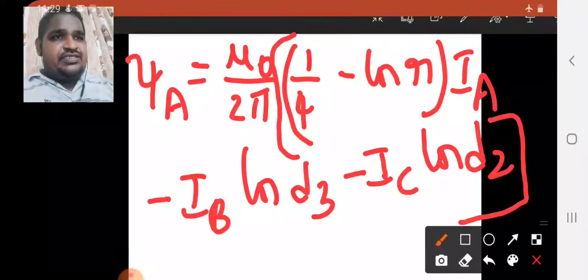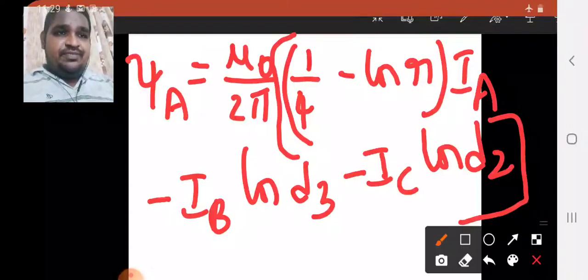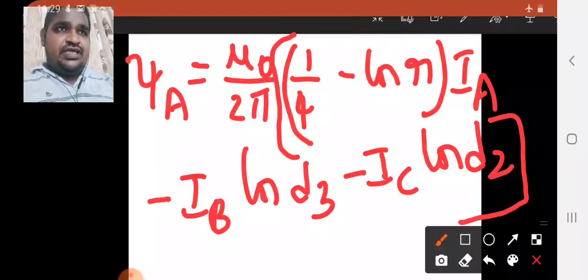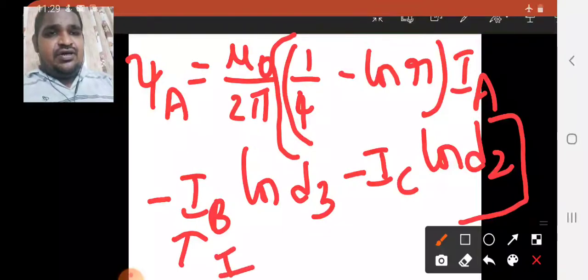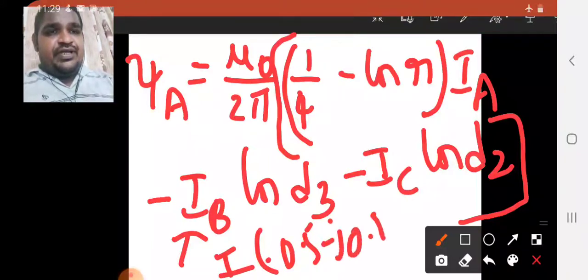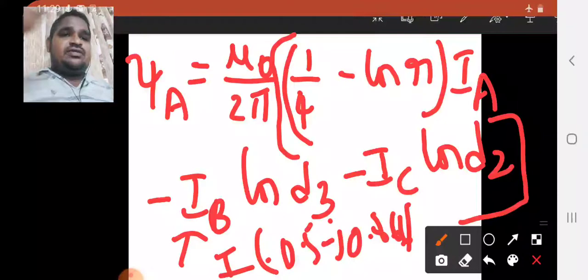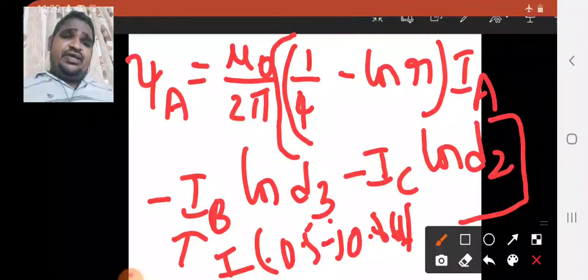Okay, now in the place of IA, let us substitute I at an angle of 0, that is I into 1 plus J0, and in the place of IB, let us substitute I into minus 0.5 minus J 0.866. And in the place of IC we substitute I into minus 0.5 plus J 0.866. So like that, let us substitute all these values in the psi A equation. Then it will become like this.